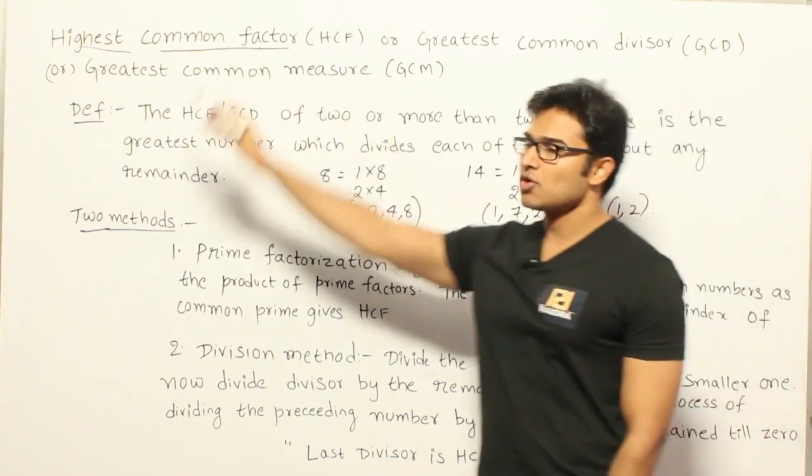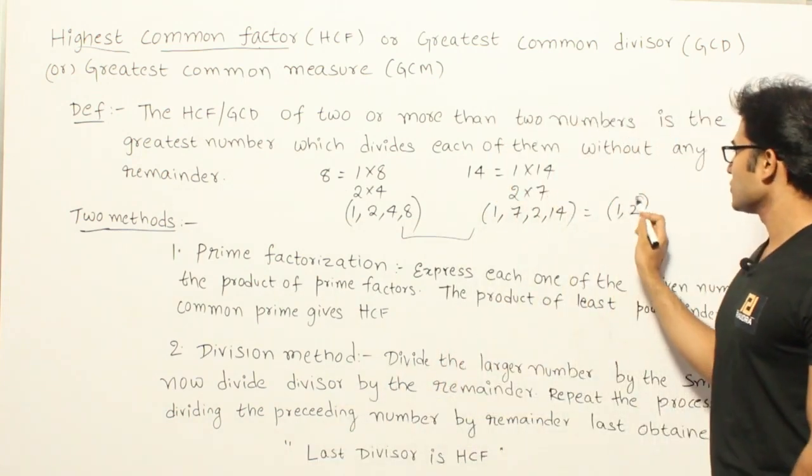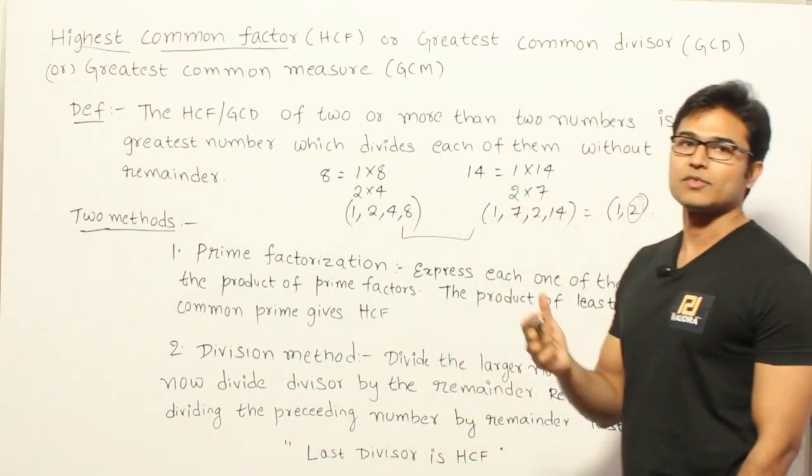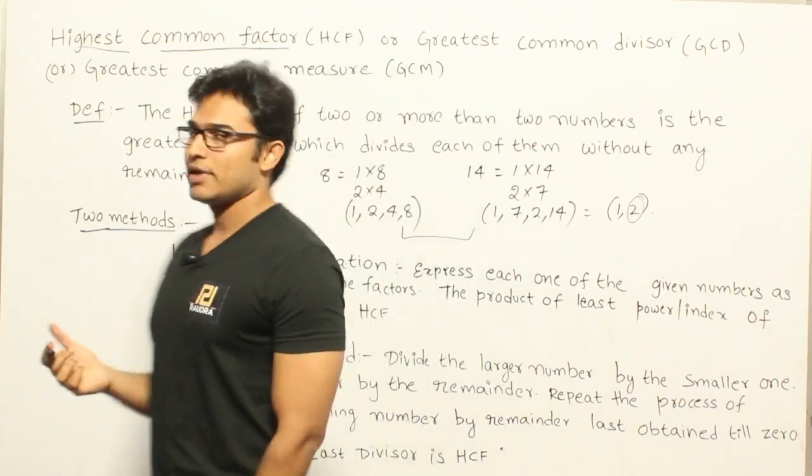Now what is highest common factor? In these common factors, you are supposed to take the highest number. That is why it is 2. Got it? So that is the definition of highest common factor.